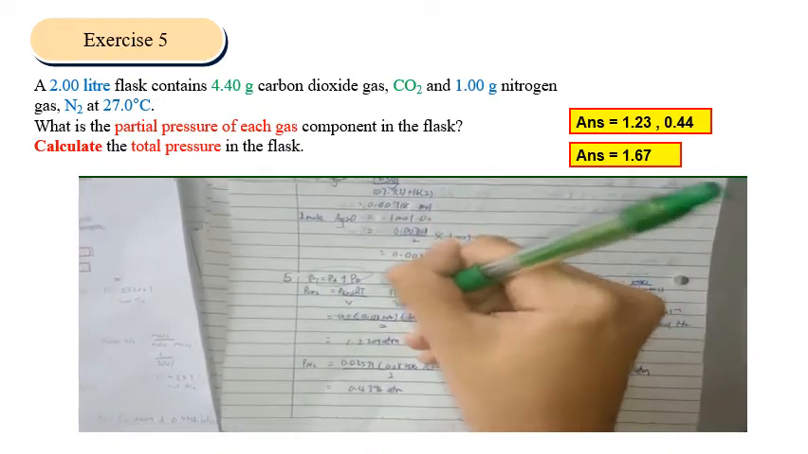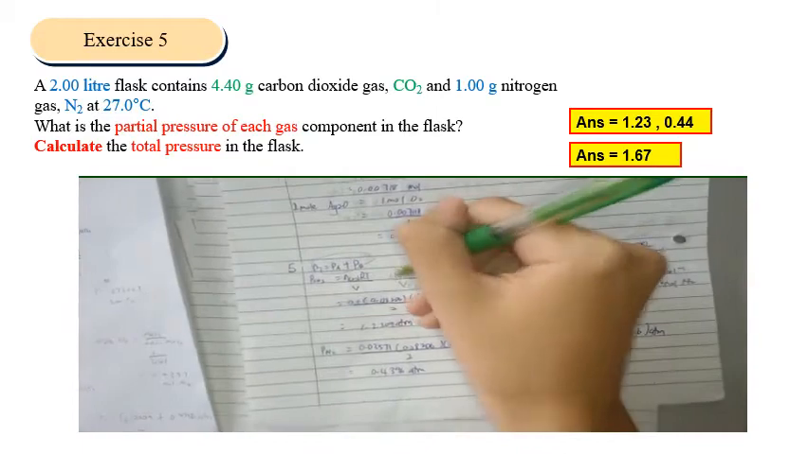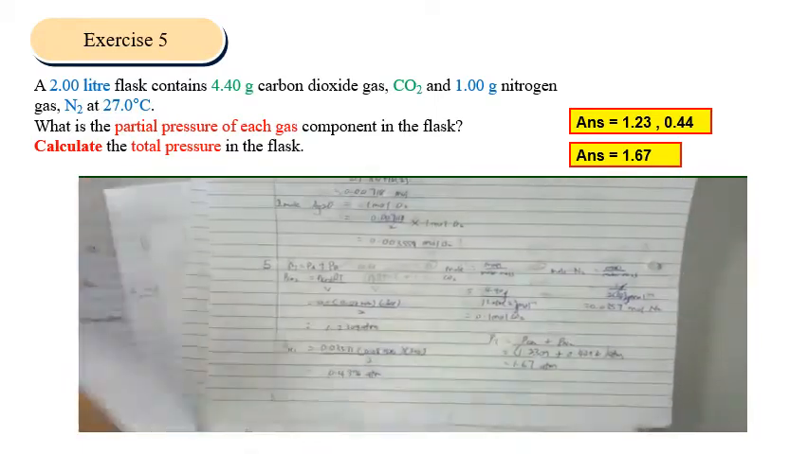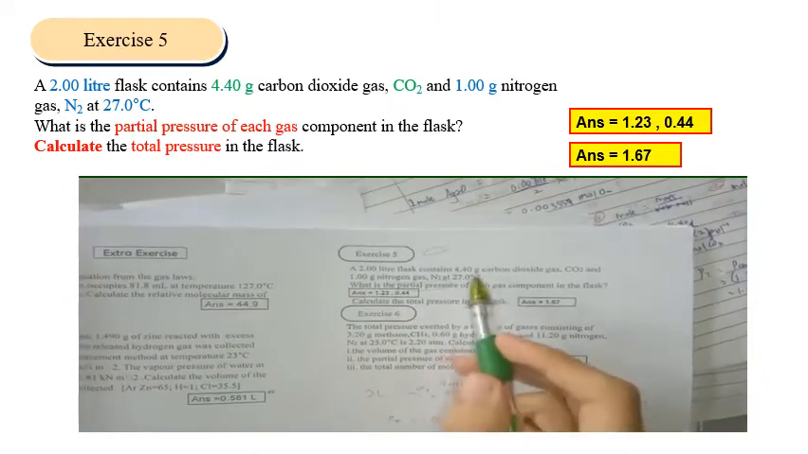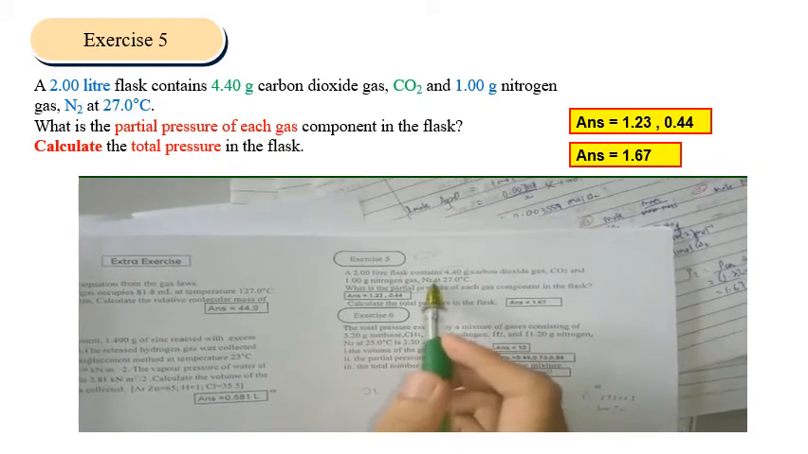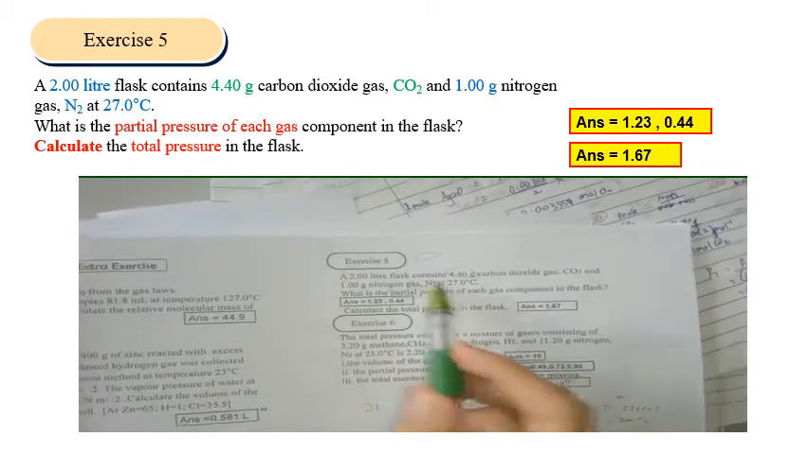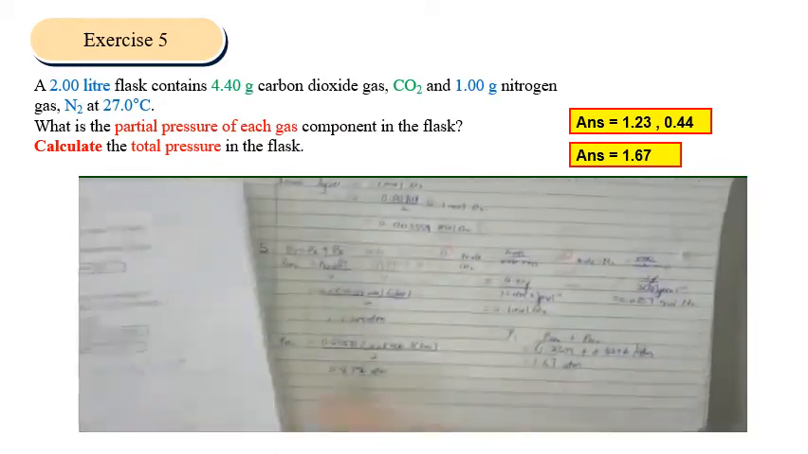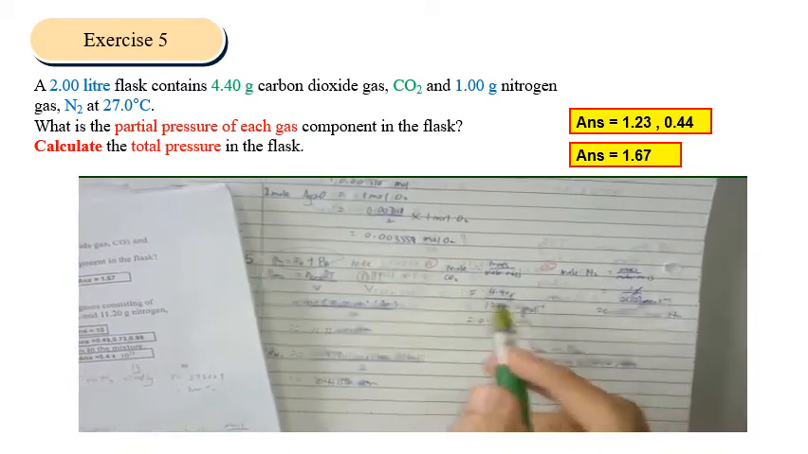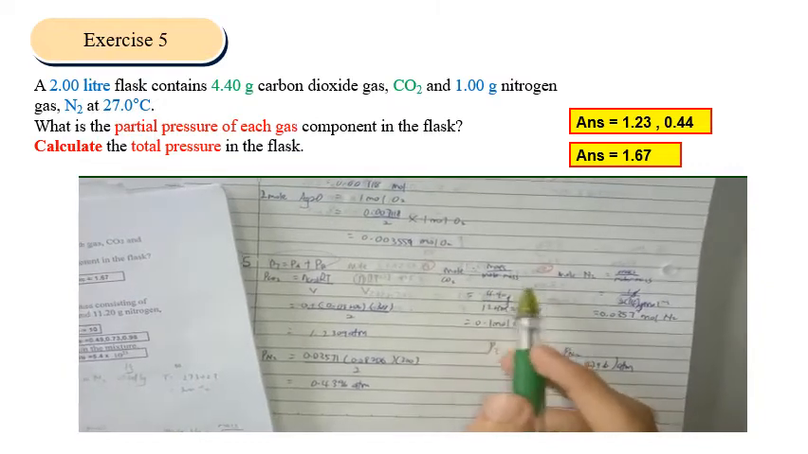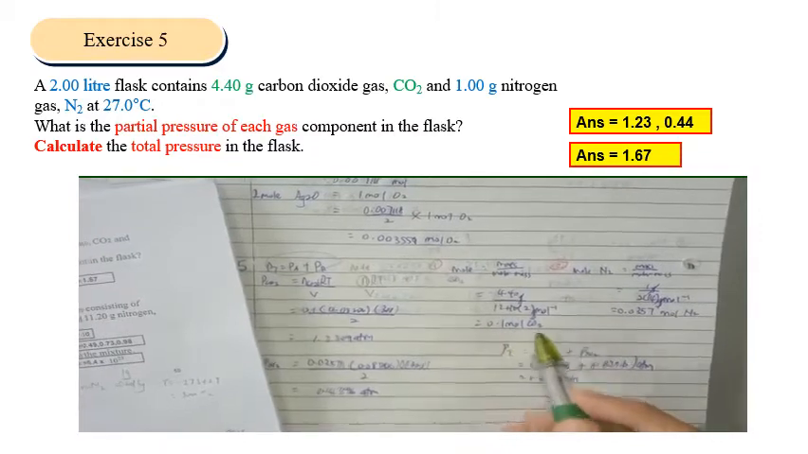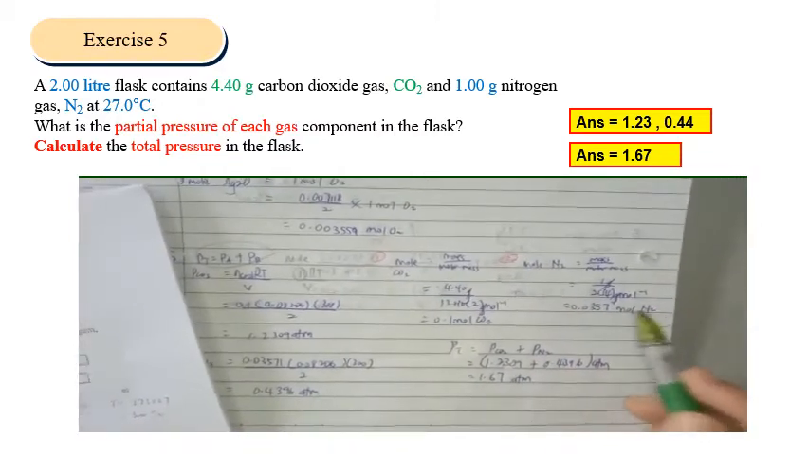nRT divided by V. What is n? n is the mole. How do you find the mole? In the question, the mass of CO2 and the mass of nitrogen are given. So you just need to find the formula of mole and substitute into the formula, and you will find the mole of CO2 is 0.1 and the mole of N2 is 0.0357.